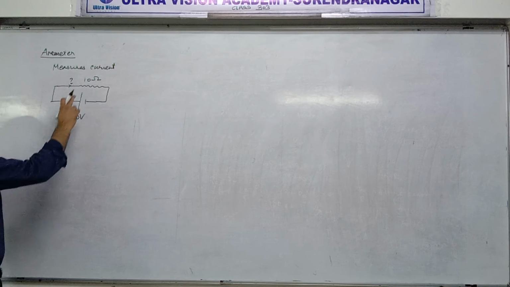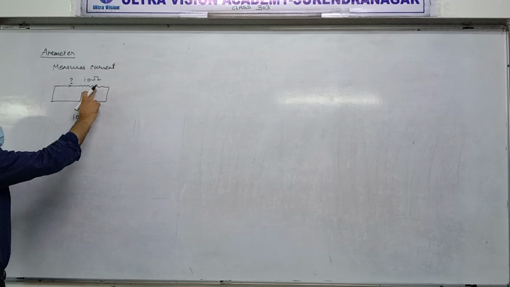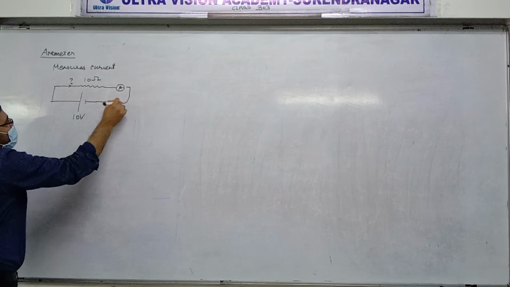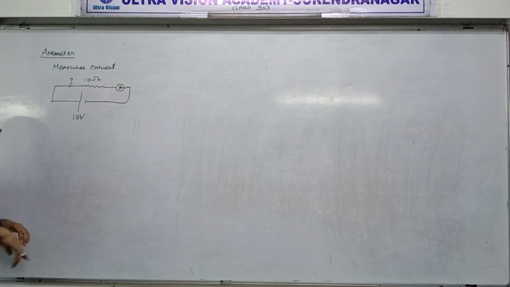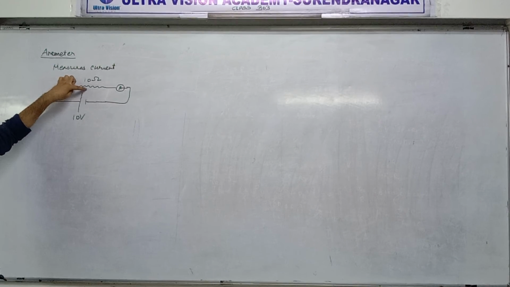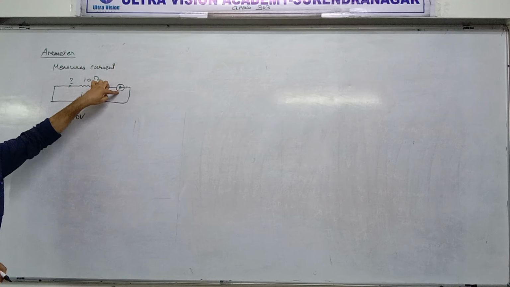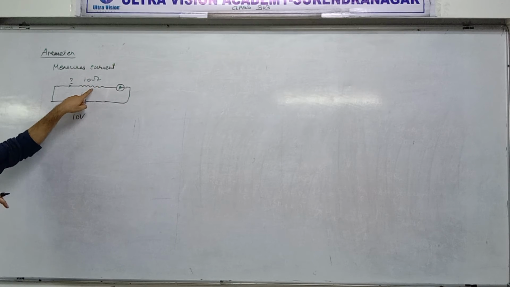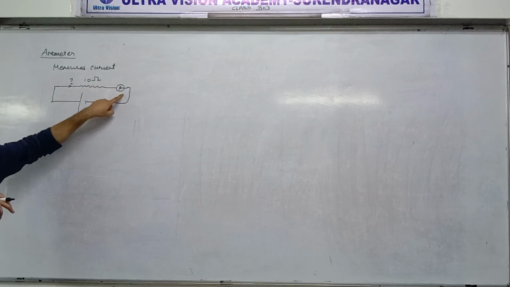So if you want to measure how much current is flowing in this resistor, do you realize that I would have to connect an ammeter in series with it? Because whatever current is flowing here, that same current will flow through the ammeter. Then it will be able to measure that current. But to measure this current, you have to connect it here.